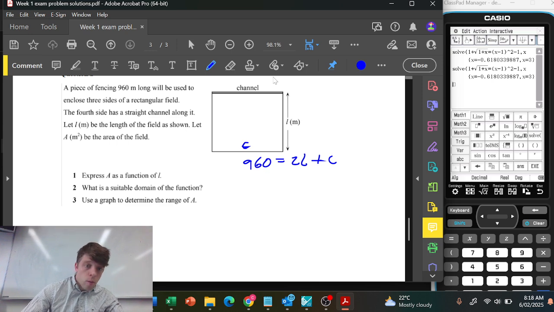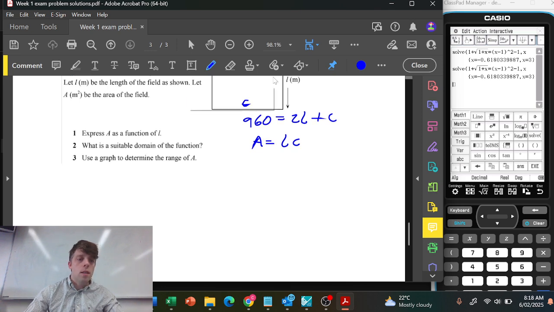Now, what do we know about area? Well, area is given by length times width, and in this case, length is called L, width we've just called C. A little bit confusing, but you can see here that the area is going to be equal to length times C.